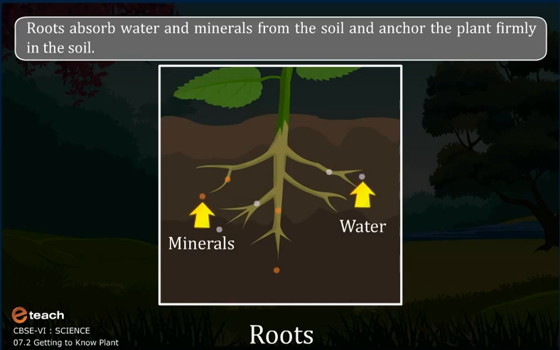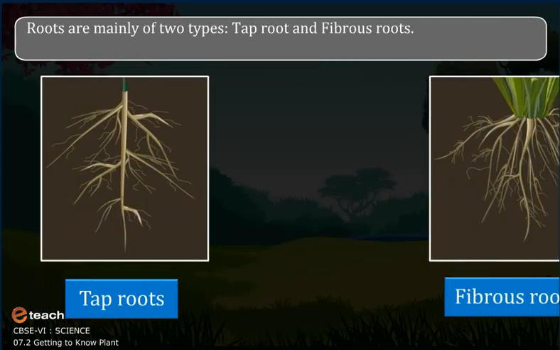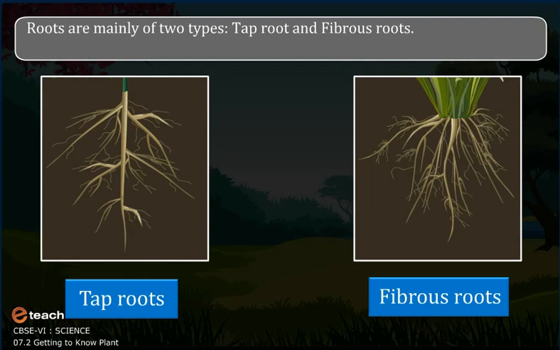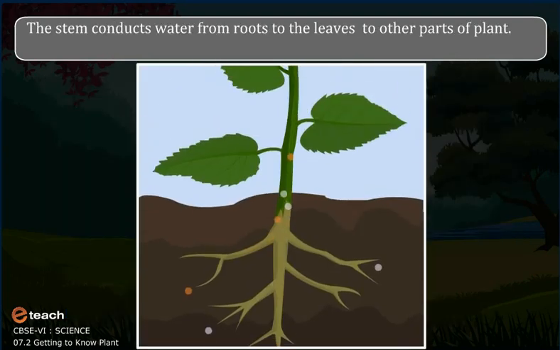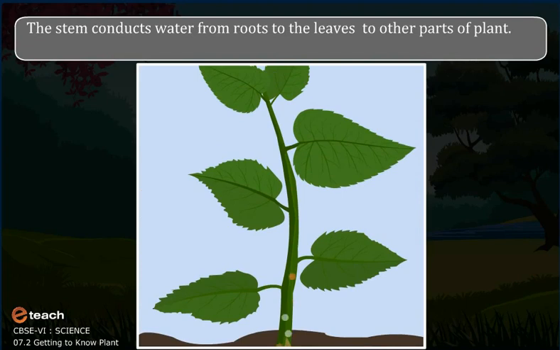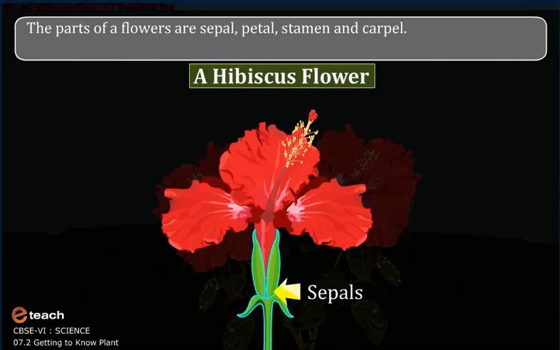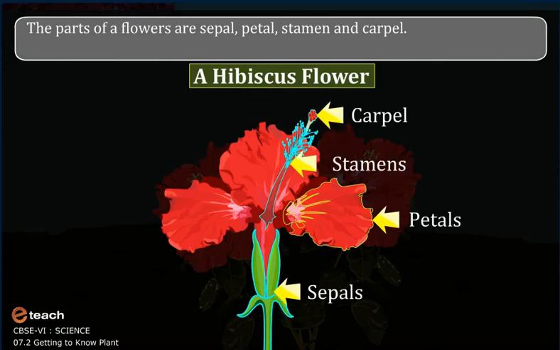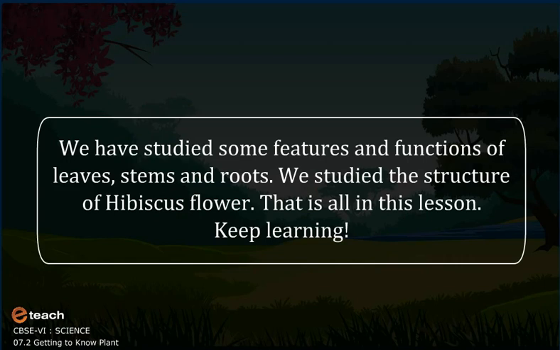Summary. Roots absorb water and minerals from the soil and anchor the plant firmly in the soil. Roots are mainly of two types: tap roots and fibrous roots. The stem conducts water from roots to the leaves and the other parts of the plant. The parts of the flower are sepal, petal, stamen and carpel. We have studied some features and functions of leaves, stems and roots. We studied the structure of the hibiscus flower. That is all in this lesson. Keep learning.